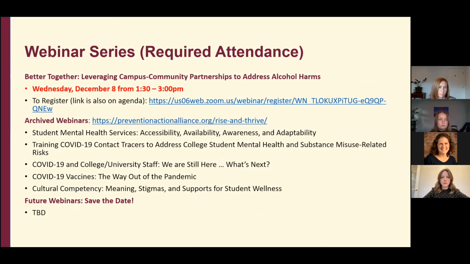A reminder about our webinar series. Our next webinar is December 8th from 1:30 to 3. And keep in mind, our webinars will always be the second Wednesday of the month. This one in December is Better Together, Leveraging Campus Community Partnerships to Address Alcohol Harms. We will have a panel for this particular webinar, and archived webinars can be accessed on the Prevention Action Alliance website. And you can see a list of those archived webinars.